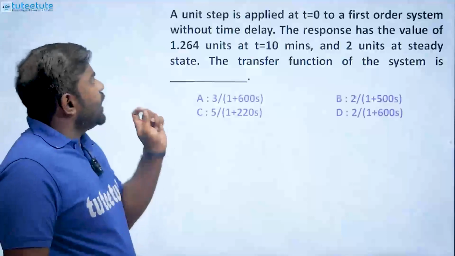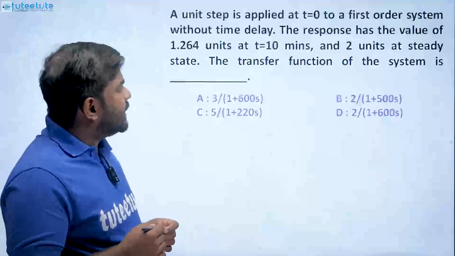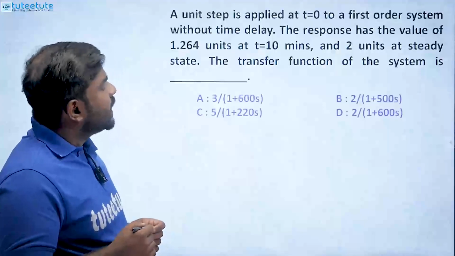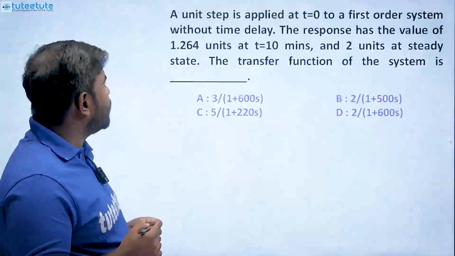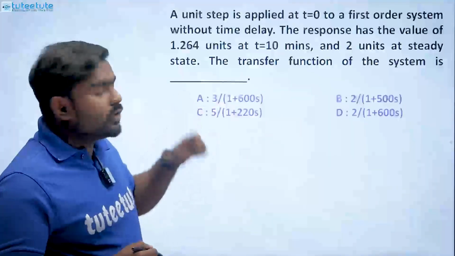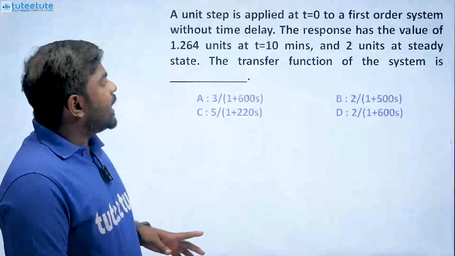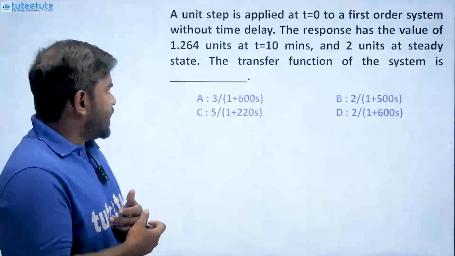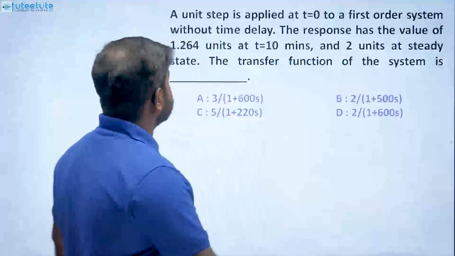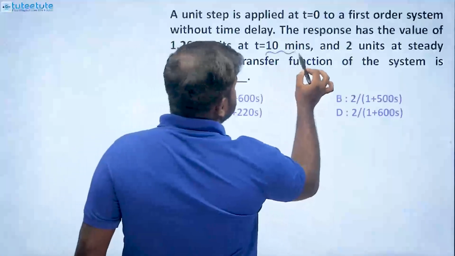Next question. A unit step is applied at t equal to 0 to a first order system without time delay. The response has a value of 1.264 units at t equal to 10 minutes, and 2 units at steady state. The transfer function of the system is asked. Time is given as 10 minutes. Okay, that is the key.